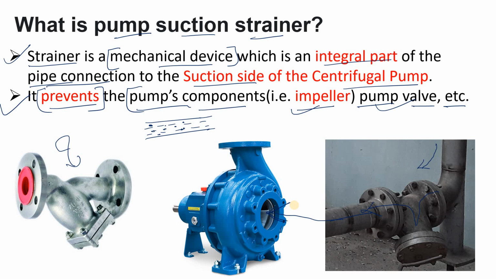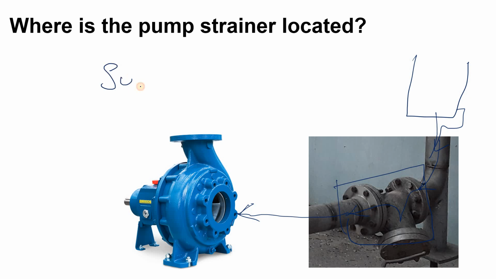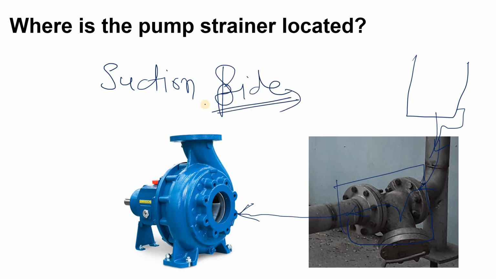Now we will discuss where the pump strainer is located. Just see here, if your fluid is coming from a tank, we have to filter it and separate the solid particles and lumps from the flowing fluid, and then it will enter the pump inlet. That means it is used at the suction side. This is an interview question, not very important but a basic one. So where is the pump strainer located? Almost always at the suction side of the centrifugal pump.